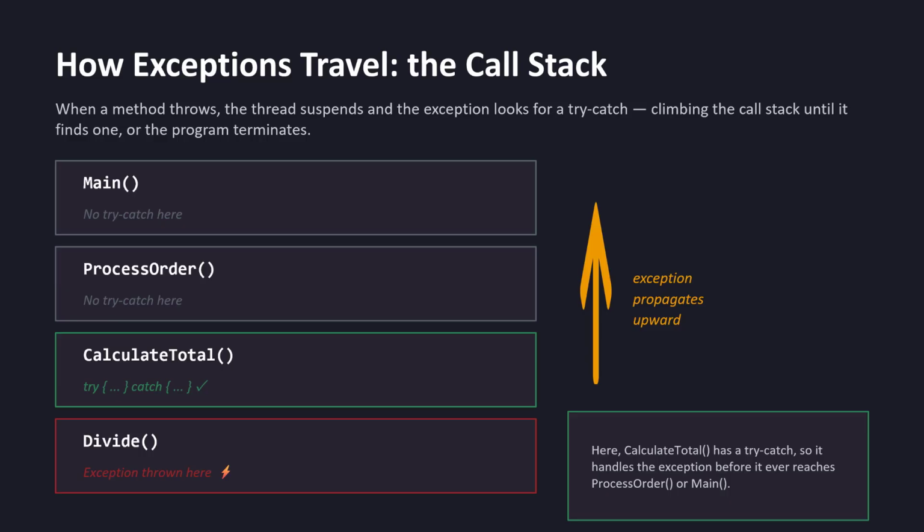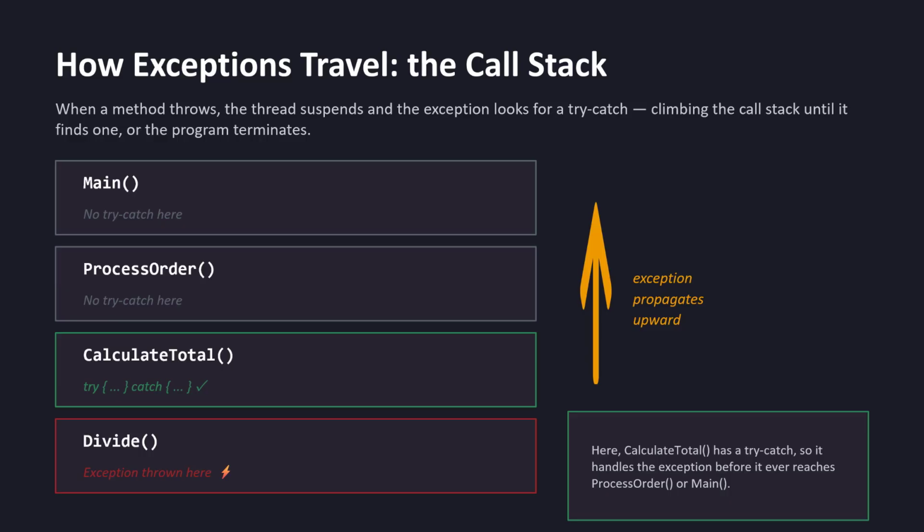But, and this is the critical part, if calculate total wasn't prepared to handle the exception, it would keep climbing. It would go to process order and then to main, and if none of those methods catch it, the program terminates and you get that big error message that says an unhandled exception has occurred. And this right here is actually the safe, intentional behavior of .NET. Crashing is better than trying to continue to run in a corrupted or unknown state.